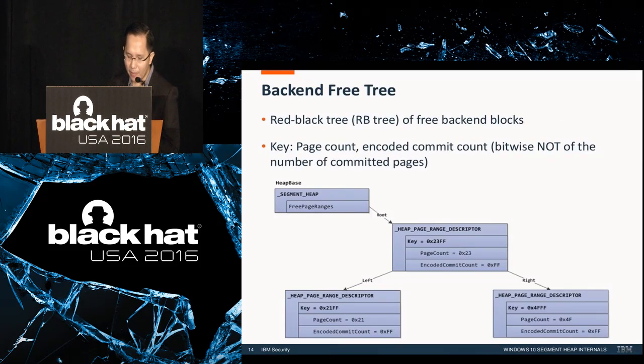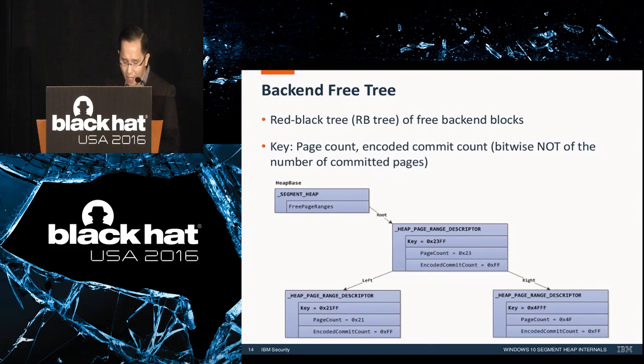So to track the free backend blocks, the first page range descriptors of free backend blocks, as I previously mentioned, are inserted into this backend free tree. The key used for inserting nodes into this backend free tree is a word size value, in which the high byte is the number of pages of the backend block. So here, 23, and then 21, and then 4F. And the low byte is the encoded commit count. Now, the encoded commit count is equivalent to the bitwise NOT of the number of committed pages that the block has. In this example, the blocks are fully decommitted, and that's why their values are FF.